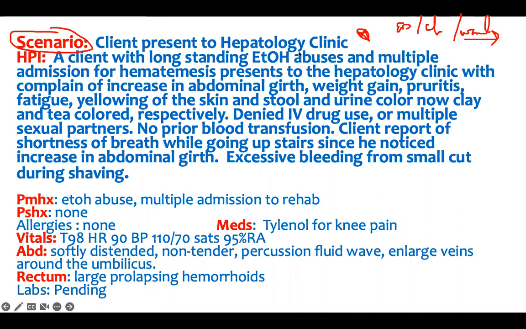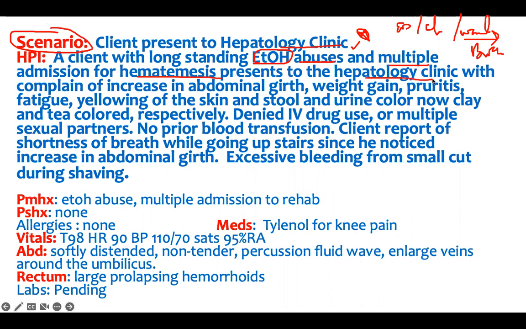A client presents to the pathology clinic, so the patient is in a pathology clinic. A client with a long-standing alcohol abuse. As you read through, highlight the clues that you're going to use, the buzzwords, that's what I call them. So alcohol abuse, you should basically start thinking about something right now. Alcohol abuse, multiple admissions for hematemesis.